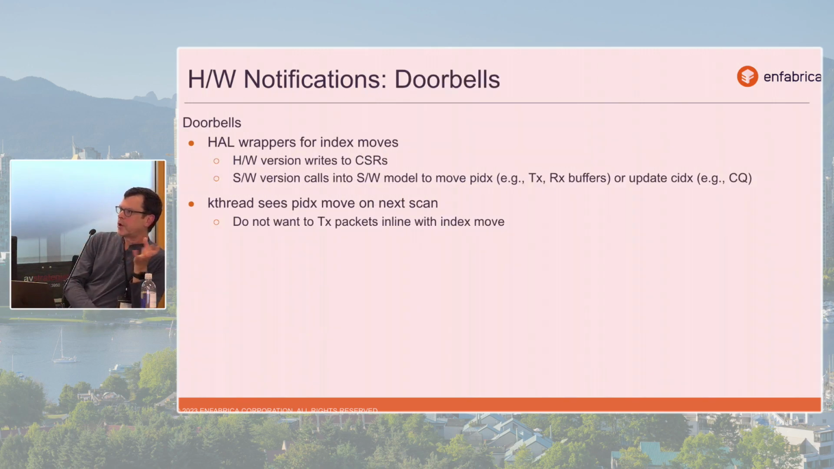The other one from a hardware interface you have to deal with is the doorbells. And again, this is where the HAL wrappers come into play. If you're doing your hardware version of it, it would call into the CSRs, which is going to tell hardware what the new index is for your TX queue, for example, or your RX queue where you're submitting buffers.